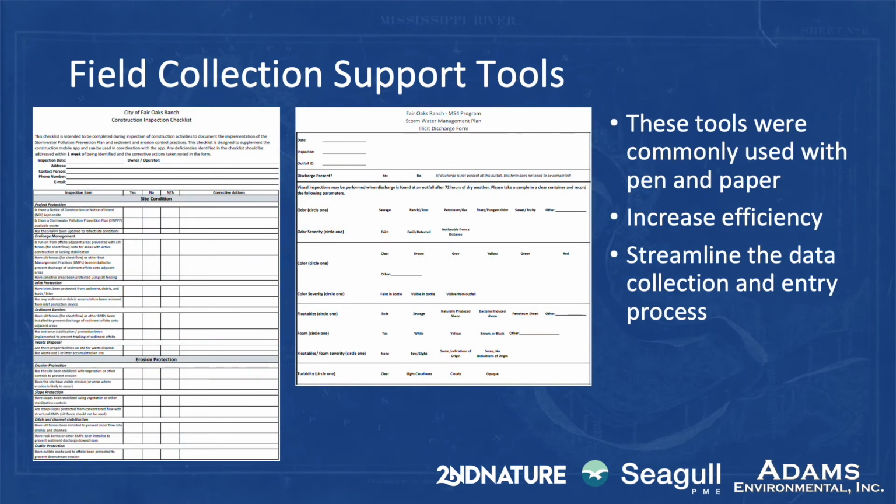Here's an example of how we used to do things. You have a clipboard and a piece of paper where you fill out information depending on what site you're at. These are examples from Fair Oaks Ranch, but I'm sure you use something similar. Well, nowadays you don't have to use these anymore. Your tablet or phone can replace these, as you'll see in the next couple slides. It streamlines the process a whole lot so that when you get in the office, there's no data entry. It's just straight from your electronic device to your computer.